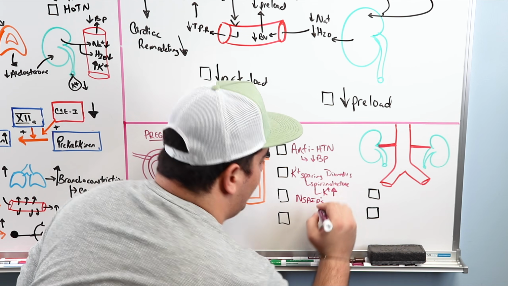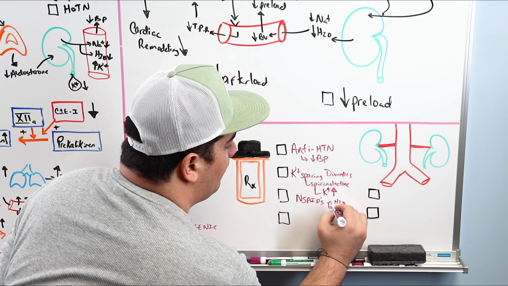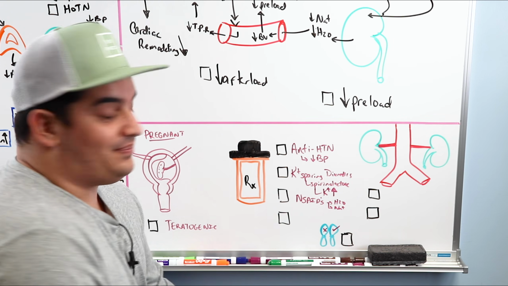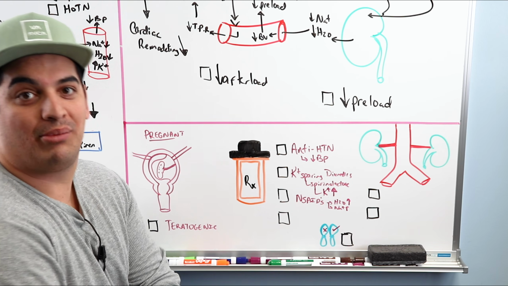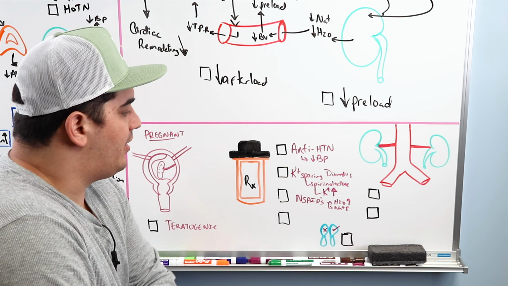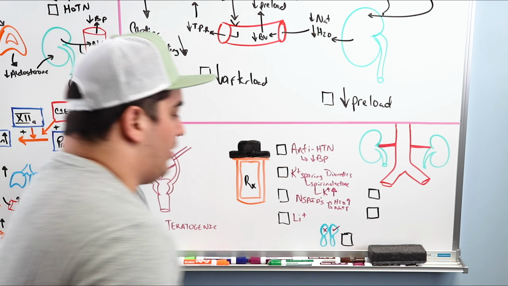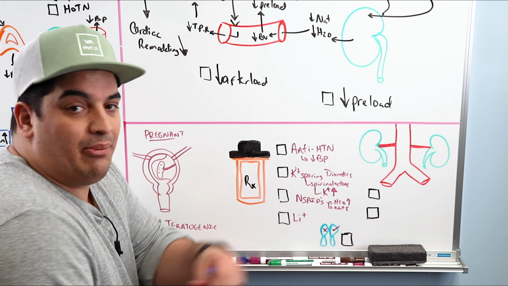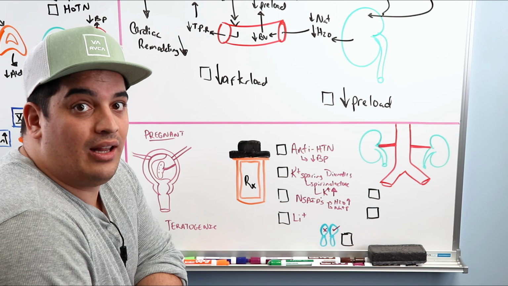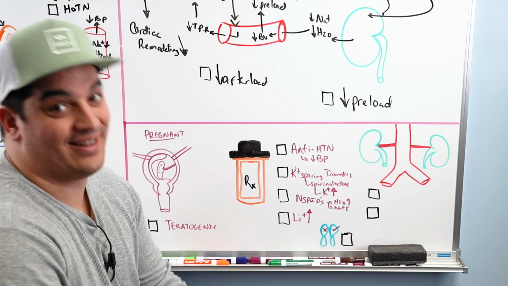The other thing is NSAIDs. NSAIDs might counteract everything you try to do with an ACE inhibitor because they might increase sodium and water retention. If you increase sodium and water retention, you increase blood volume and therefore blood pressure. So it can have that counteractive effect. The other thing is lithium. So lithium used in bipolar disease. When you give ACE inhibitors or ARBs, it actually has the ability to decrease the elimination of lithium. And so lithium levels could potentially build up.